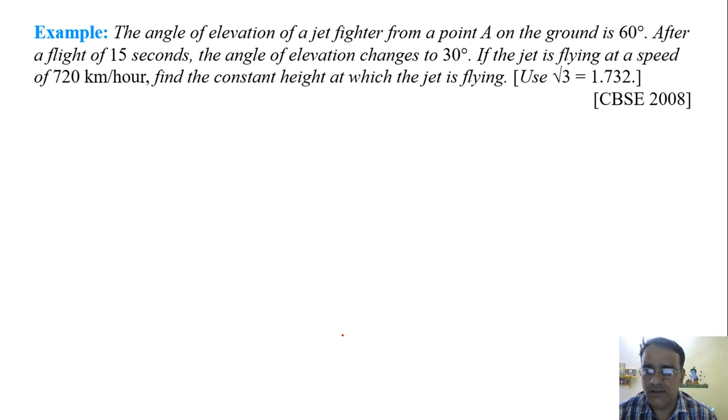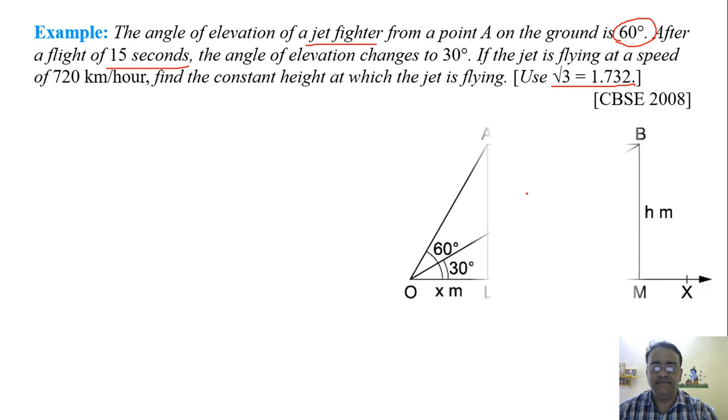Okay. So now we are moving towards some board questions. I took one question from CBSE 2008. This is a very good question. This is a speed and distance related question. The angle of elevation of a jet fighter from a point A on the ground is 60 degrees. After a flight of 15 seconds, the angle of elevation changes to 30 degrees. If the jet is flying at a speed of 720 km per hour, find the constant height at which the jet is flying. Use root 3 is equal to 1.732. This is given in the question itself.